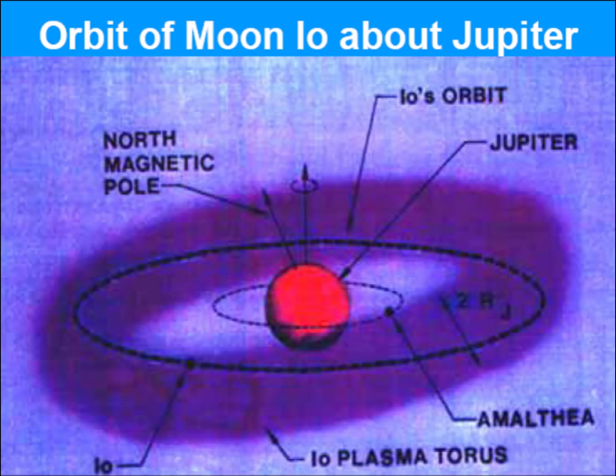I think that the moons have an effect here, and we have to take those into account. The next couple of slides will show the effect of the moons. So let's go look at the next slide for Jupiter. It's the orbit of the moon Io about Jupiter. This is a NASA slide.